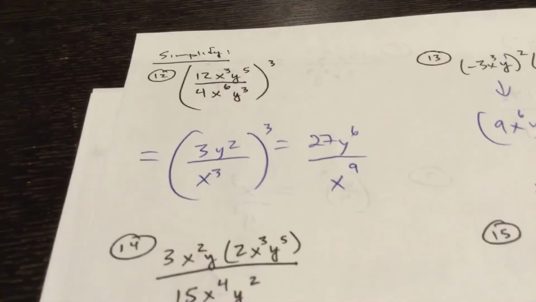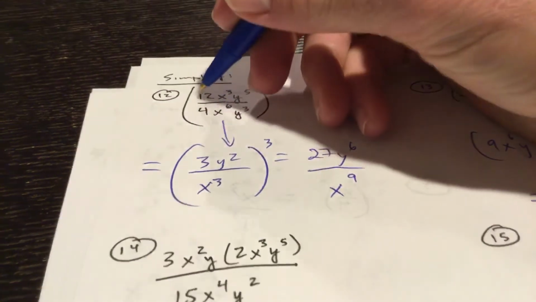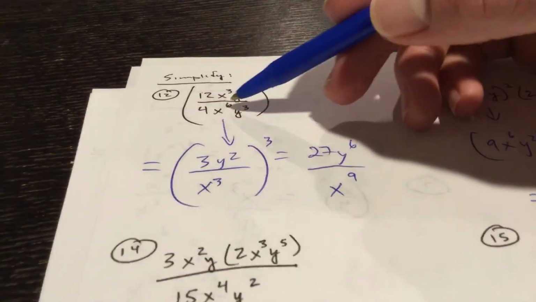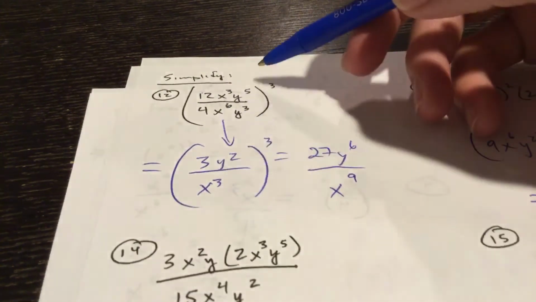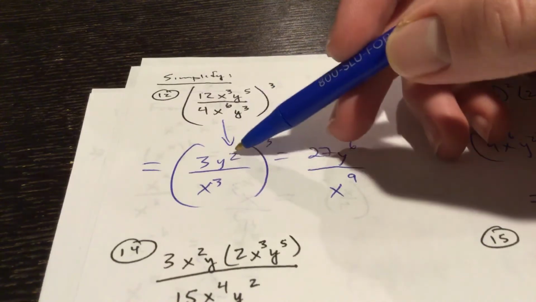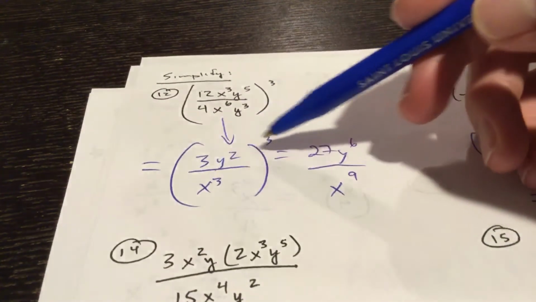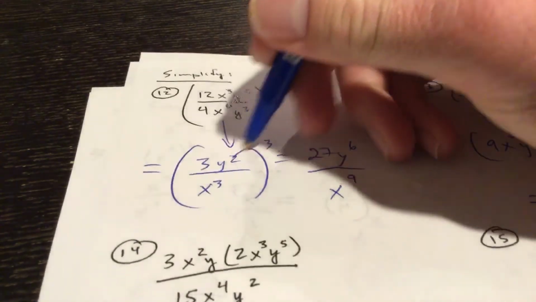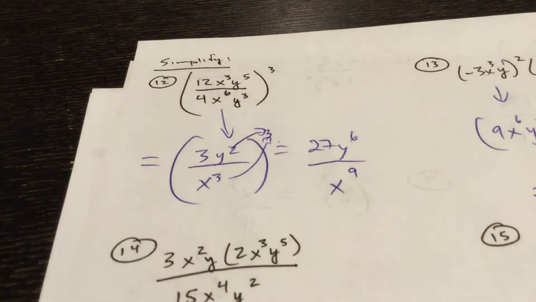We are moving on to 12 here. Requires a little bit more simplifying. Let's simplify that first. 12 divided by 4, 3 in the numerator. What has the highest exponent? The bottom does. 6 minus 3 is 3. What has the highest exponent here for y? The top does. 2. Then I'm going to cube everything. 3 to the third is 27. Power to a power, I multiply y to the 6th over x to the 9th.